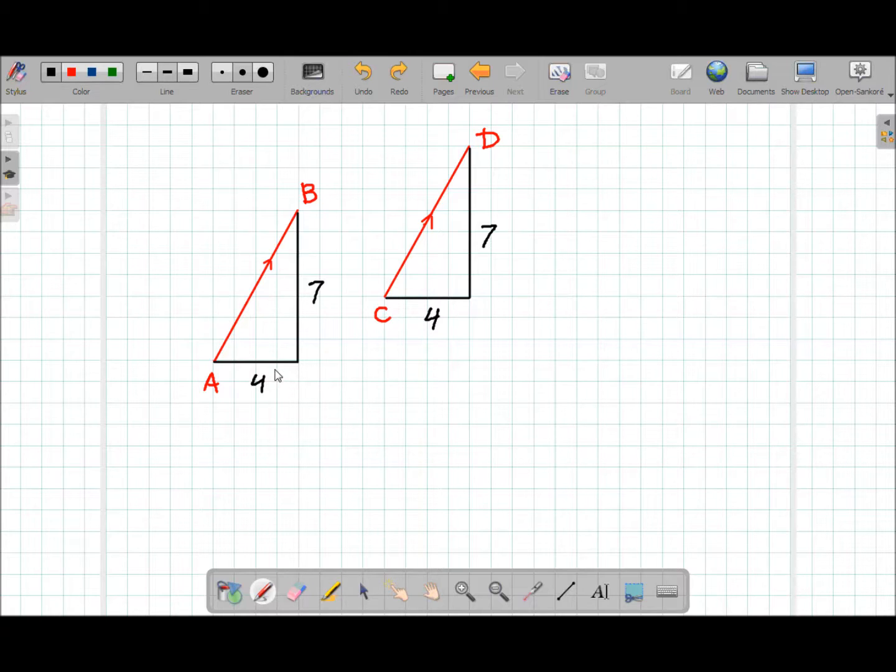So we see that in the case of vector AB, the x component is 4 units, and the y component, that is the vertical component, is 7 units. In the case of the CD vector, the x component is again 4 units and the y component is 7 units. So x component is equal to x component, y component is equal to y component. Hence we can say that these two vectors are equal. We proceed further.